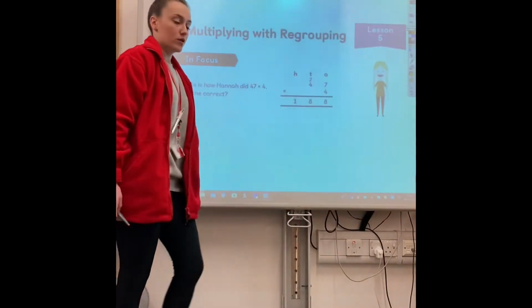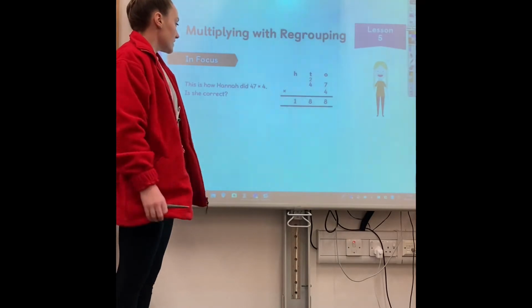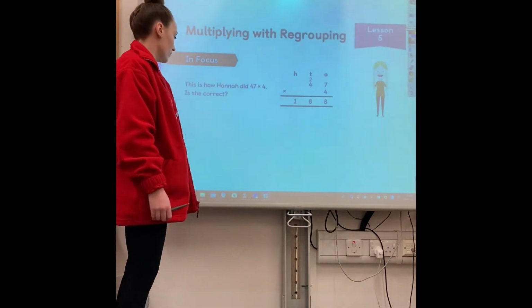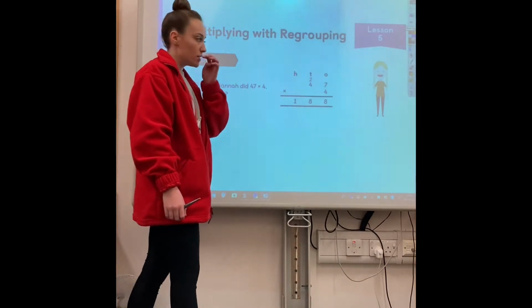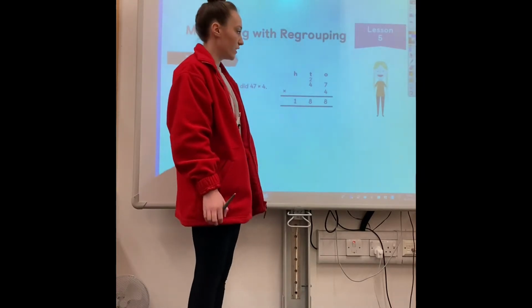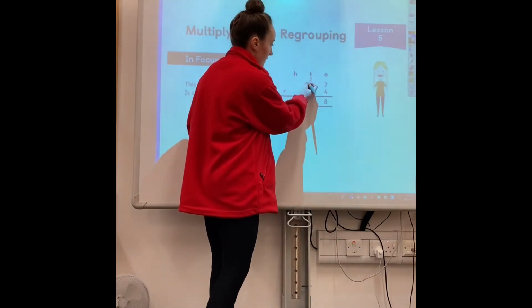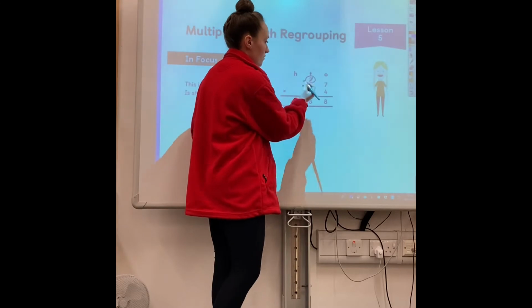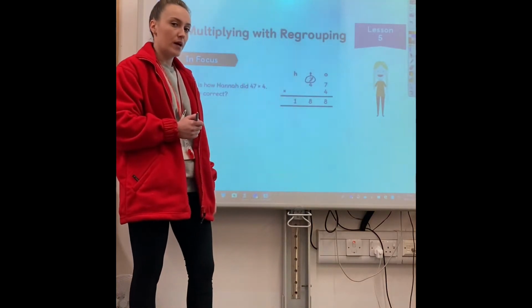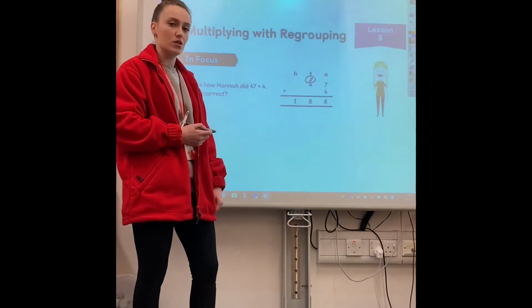Okay, so our in focus task. This is how Hannah did 47 times 4. Is she correct? So it's a little bit different to the method that we used yesterday, and if you can see here, Hannah has carried 2 tens over into her tens column. Have a think if you think that's the correct way to do it.